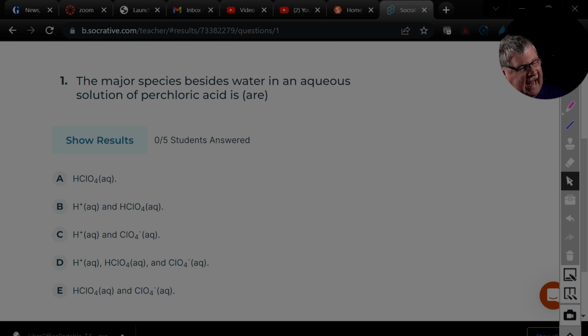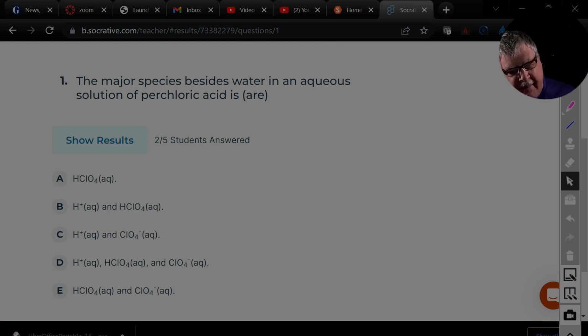So, what happens when you have a solution like this? And what you have to think about is what kind of solution is this? Go back to what we described in class itself when we were talking about these solutions. What kind of solution do we have here if we have a solution of perchloric acid? Is it a strong acid solution or is it a weak acid solution? It's a strong acid, yeah.